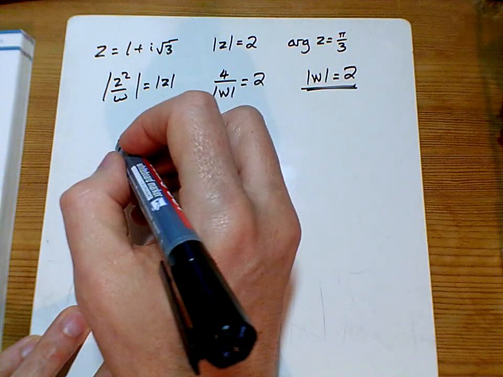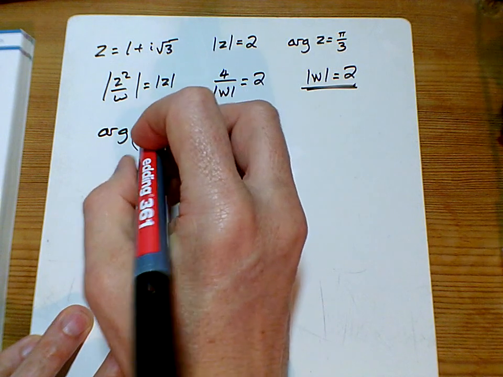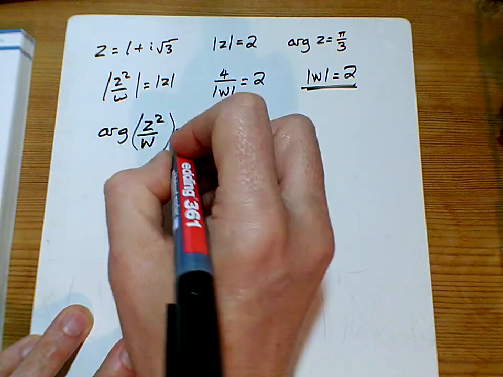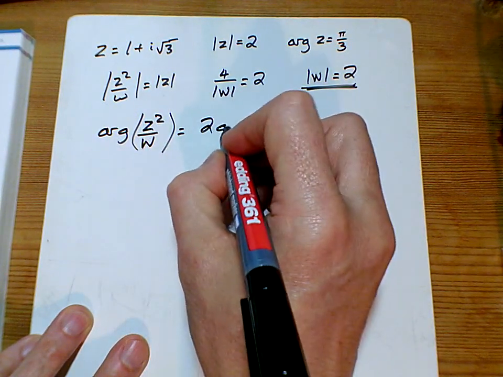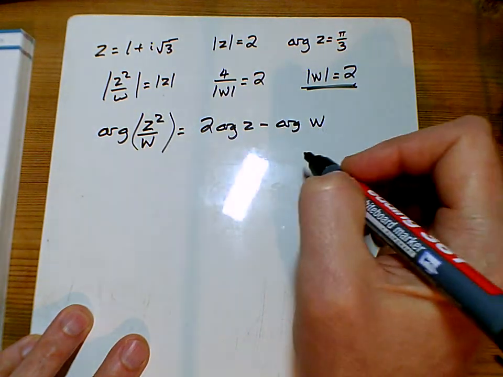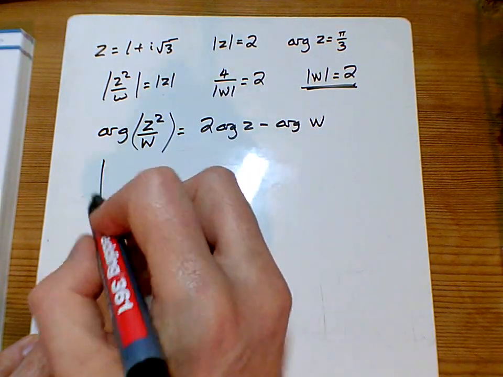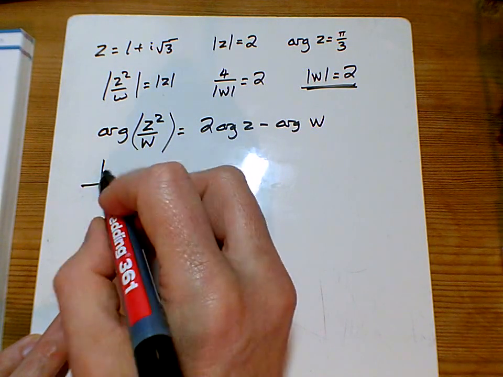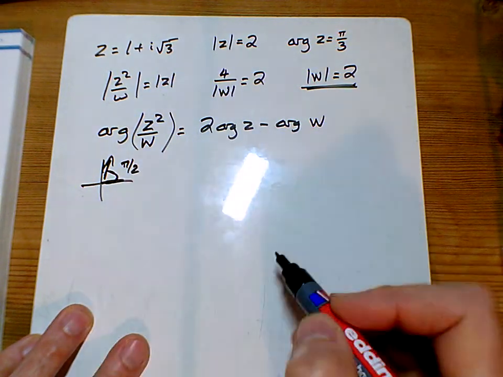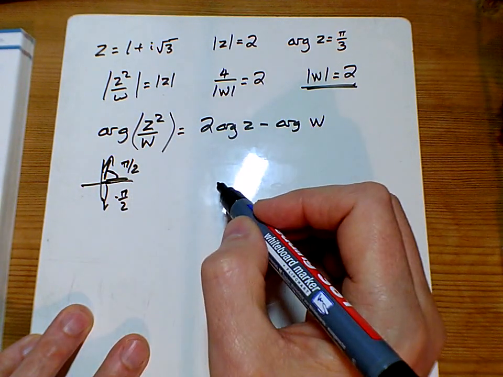But now, looking at the argument, I can remember a little bit of first year stuff about arguments, that the argument of z squared divided by w was the same as 2 lots of the argument of z minus the argument of w. Now, we want the real part of this to equal 0. So if the real part is 0, that means it's only imaginary. That means the argument's going to be pi over 2, doesn't it? Or minus pi over 2, I suppose. All right, let's take the pi over 2. It does say there's 2 possibilities.